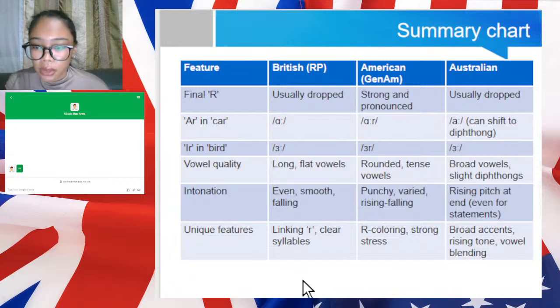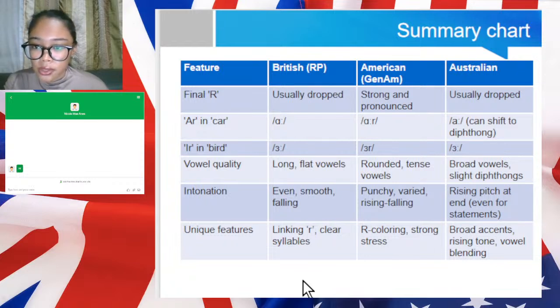All right. Vowel quality. British has long, flat vowels. American has rounded, tense vowels. And then Australian has broad vowels and slight diphthongs. Intonation. British is even, smooth and falling. American English is punchy, varied, and rising to falling. Australian English has a rising pitch. Take note of that: rising pitch at the end, even for statements, so it will sound like a question.